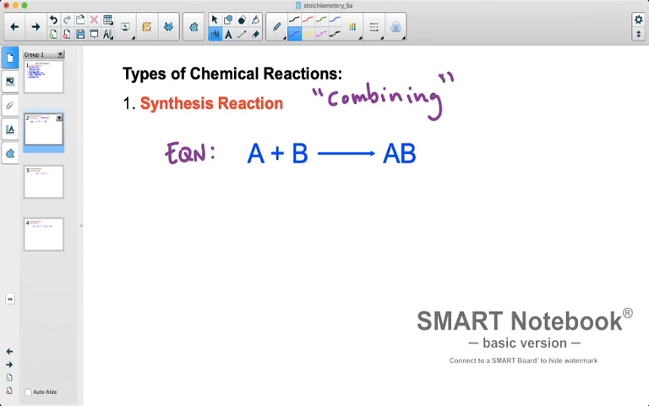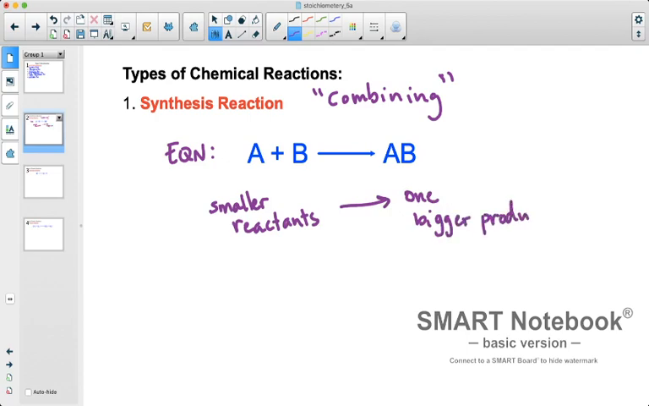So every synthesis reaction is really marked by starting with something small, and it doesn't have to be an element, but oftentimes it is. And then finally creating one bigger product. Right? It's the simplest type of a reaction that we can see, and all we're doing is we're taking these small reactants and making something new and bigger.